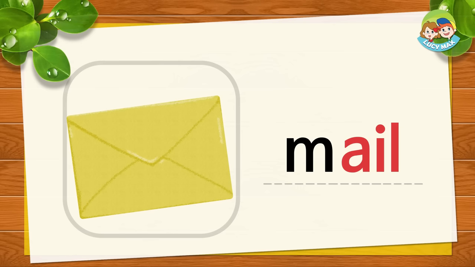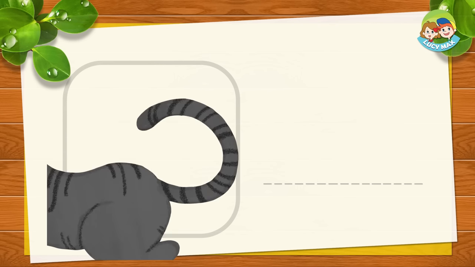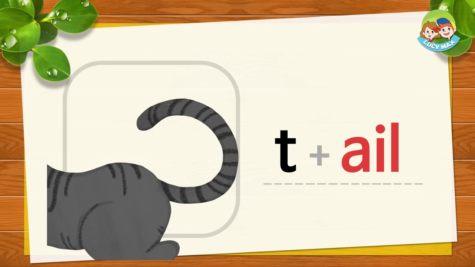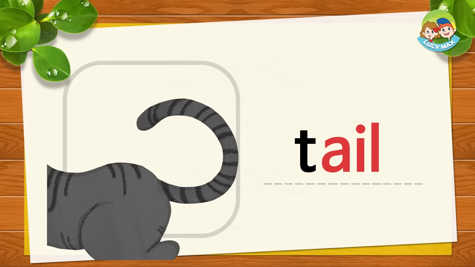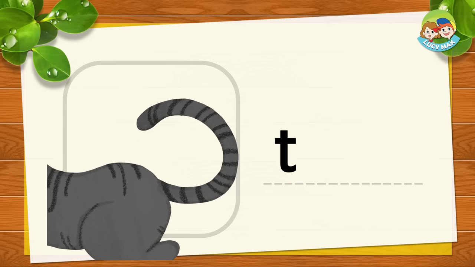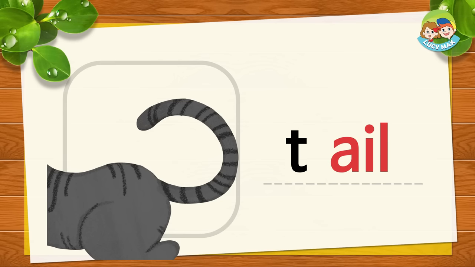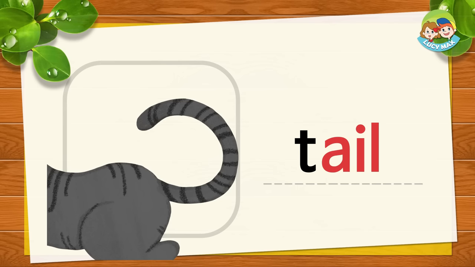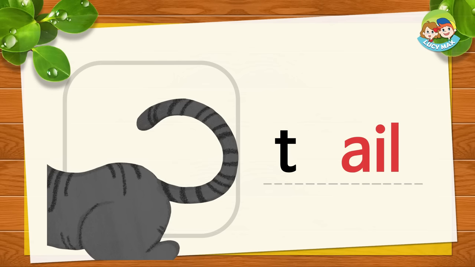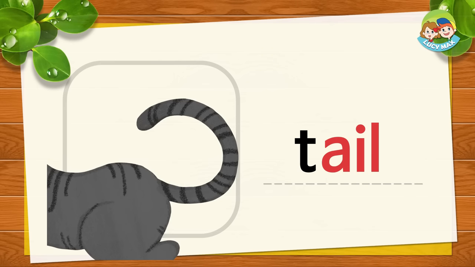Good. The next picture is a tail. T and ale together is tail. Say it with me. T, ale, tail. Nice.